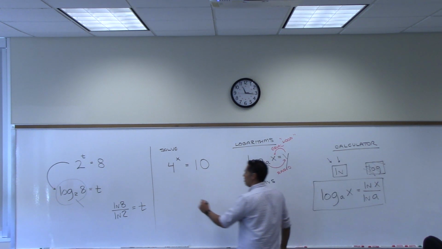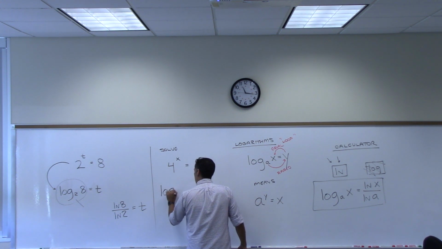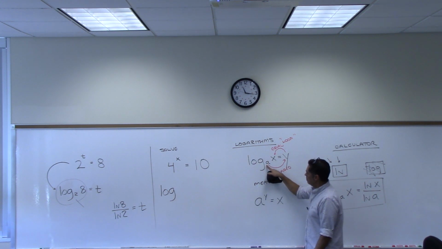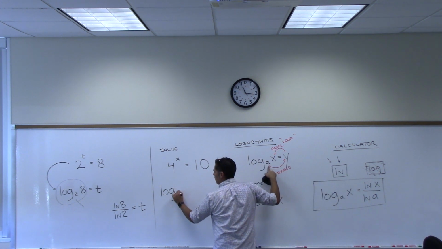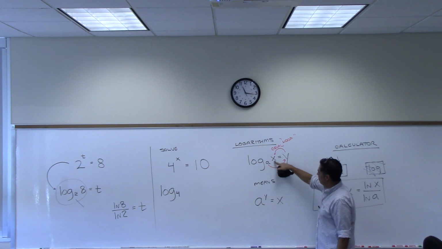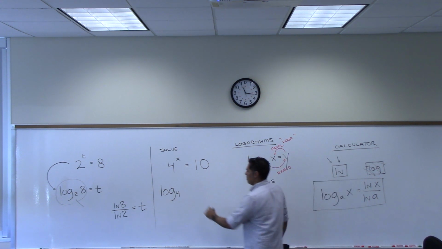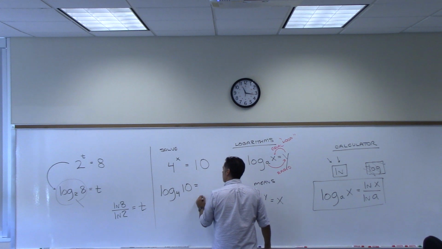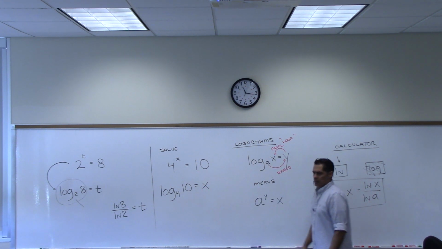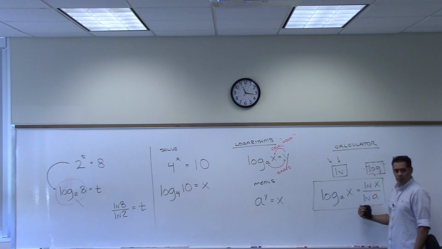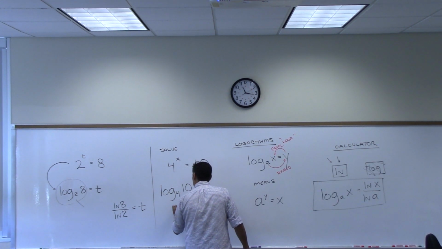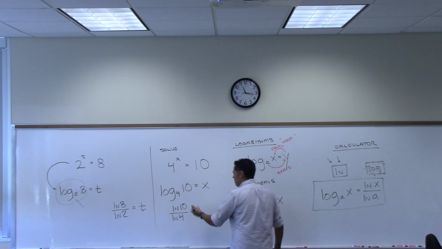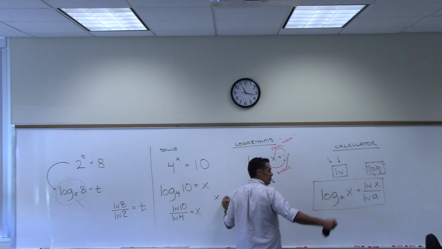So I'm going to write log. What do I put in the subscript? The 4, right? The A is the 4. Then what? The x is the 10. And then equals what? X. And now you use this formula, right? And you switch it. You got an answer already? Okay, you get natural log 10 divided by natural log 4. And then you do that on your calculator, and you got x was what?